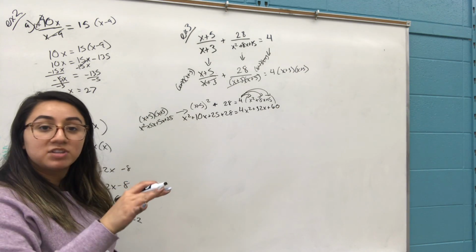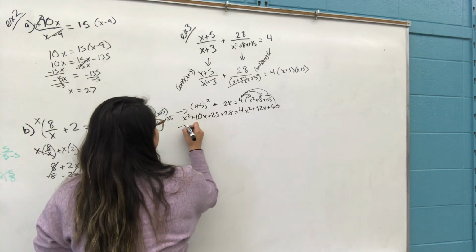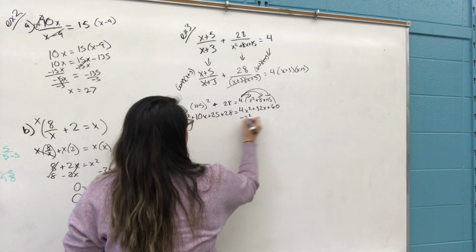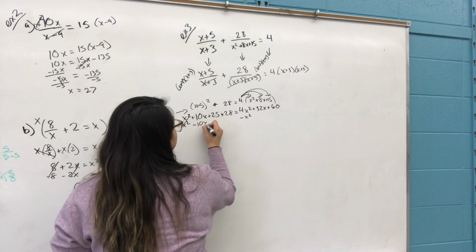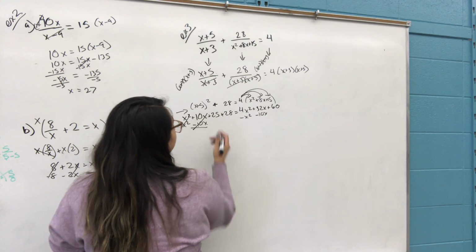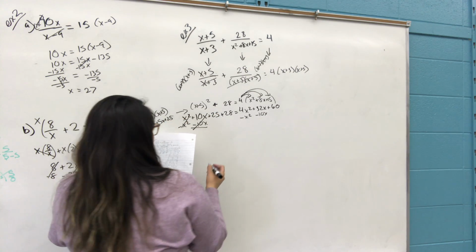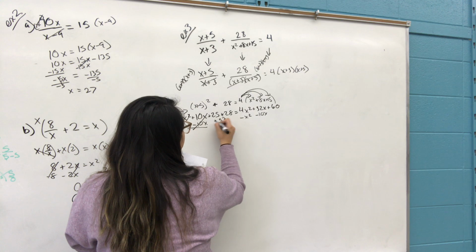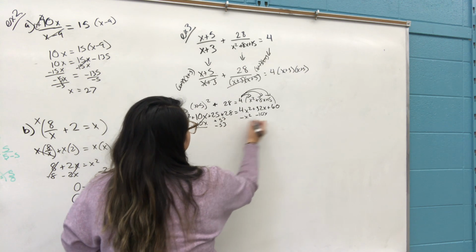Now, I'm moving everything to one side. I'm moving the x squared to the side. I'm moving the 10x to the side. Make sure you're doing opposite signs too. 25 plus 28, I got 53. So plus 53. I'm going to subtract 53 from both sides.